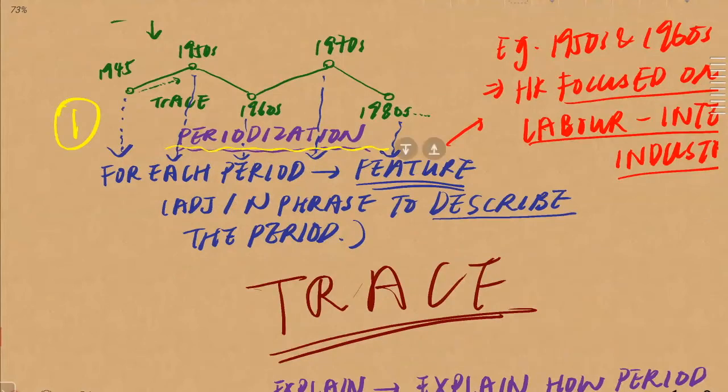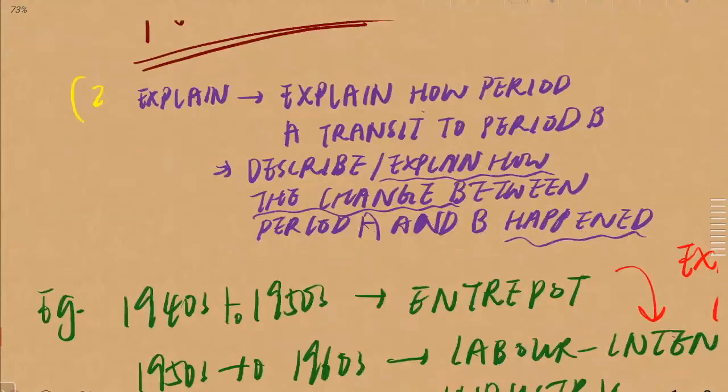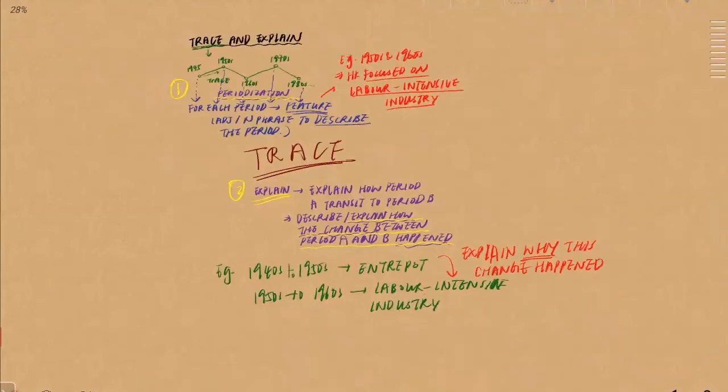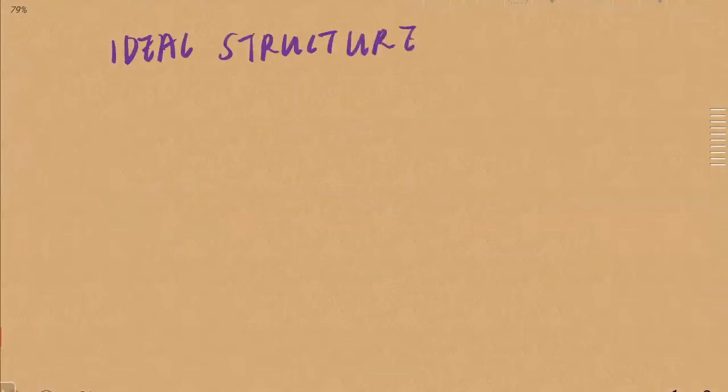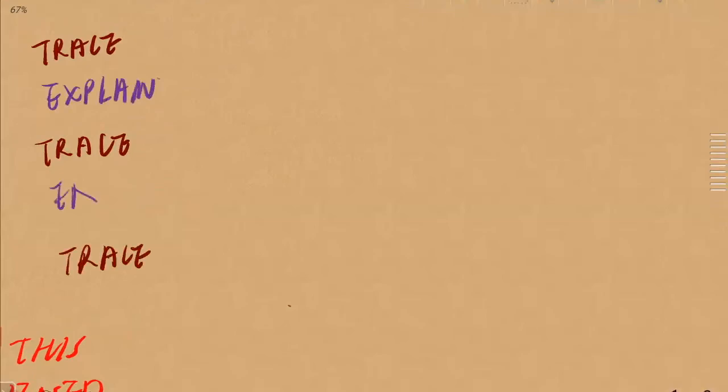So in short, we need to first periodize the entire time frame and then explain how the changes between different periods and stages happen. So this is how we trace and explain the general picture of a general time period of history. The ideal structure for this kind of essay question is to first trace. Let me write down trace first, and then explain in between each other. So you do trace and explain, trace and explain, trace and explain.